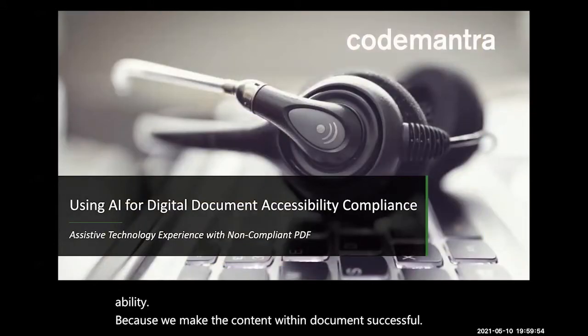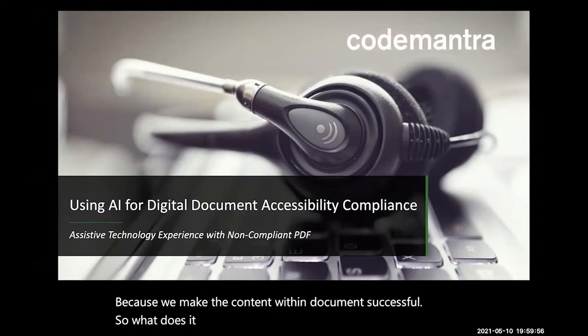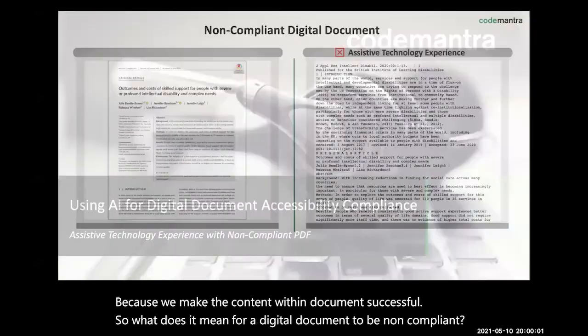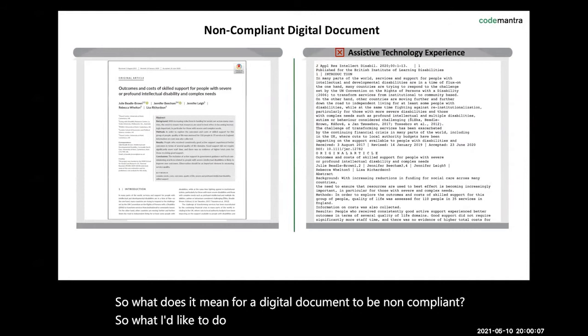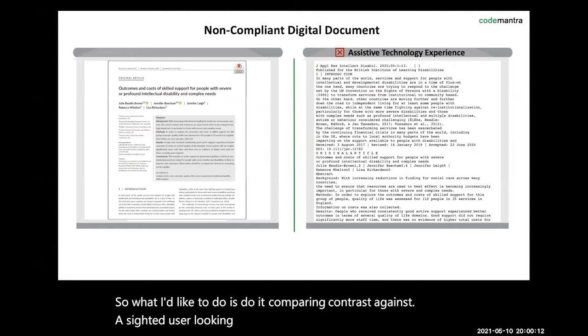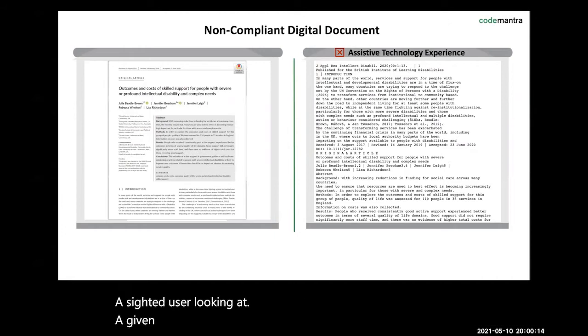So, what does it mean for a digital document to be non-compliant? What I'd like to do is a compare and contrast of a sighted user looking at a given page, represented on the left, and an assistive technology experience, represented on the right.